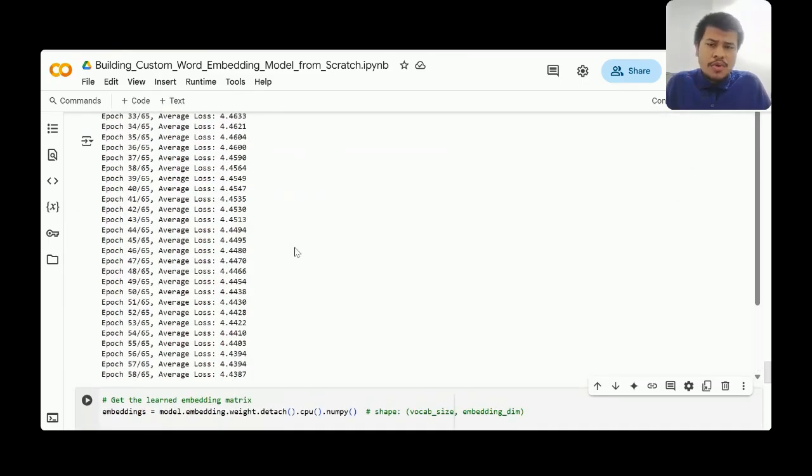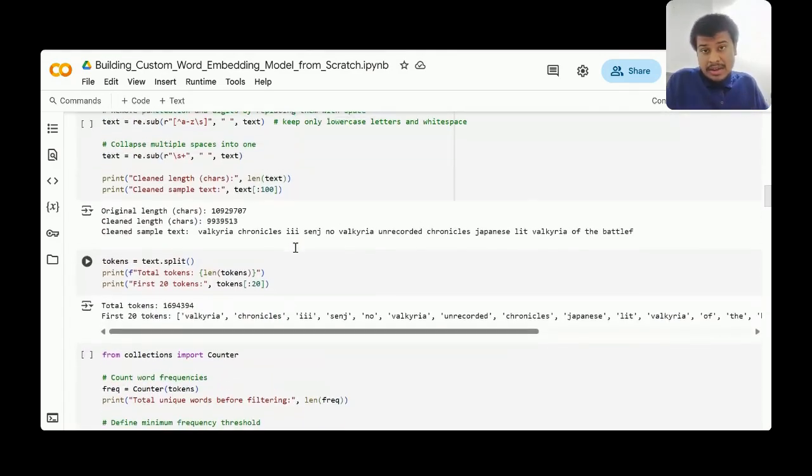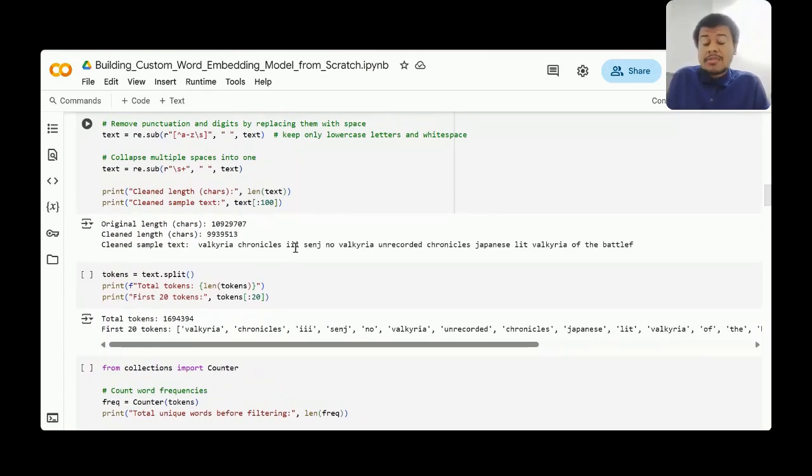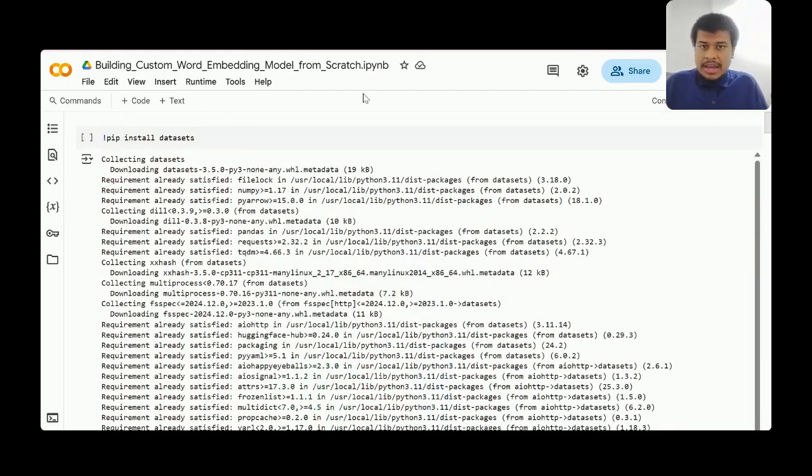I'll be attaching this notebook in the description. You can experiment a lot. You can add even more layers. You can build your own different similarity score also if you want. And yeah, so enjoy learning. We'll see the next concept.